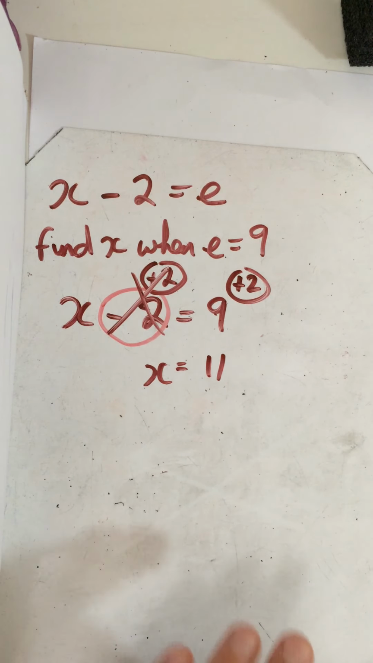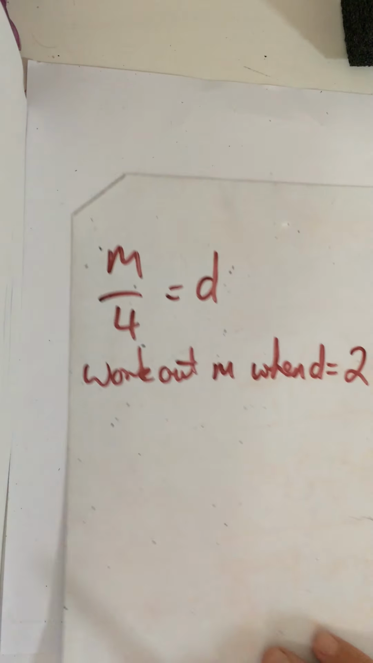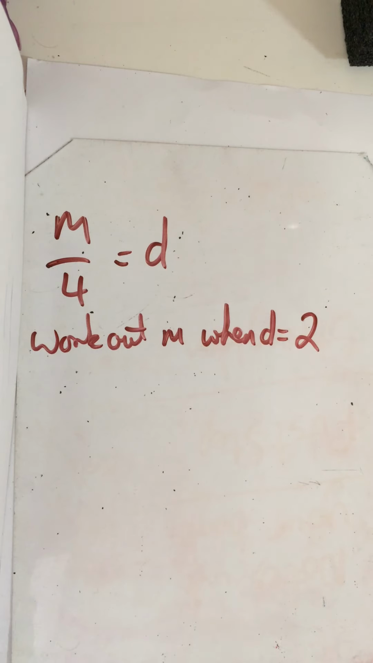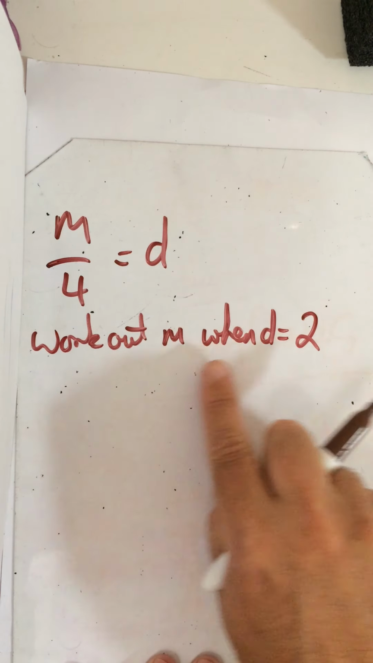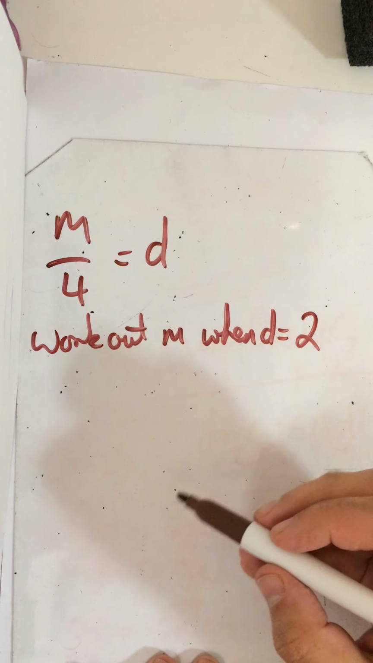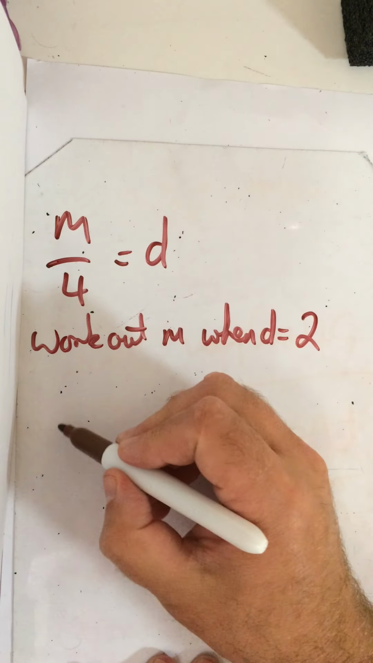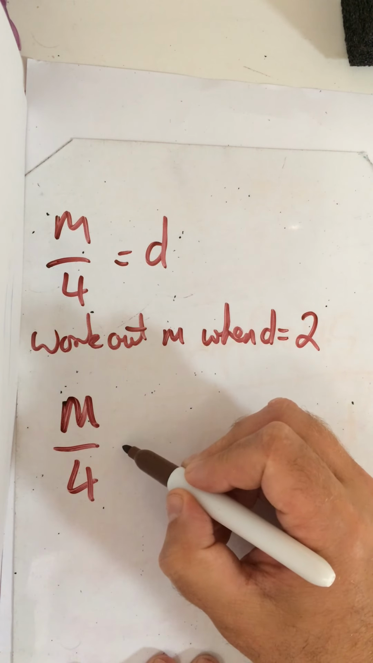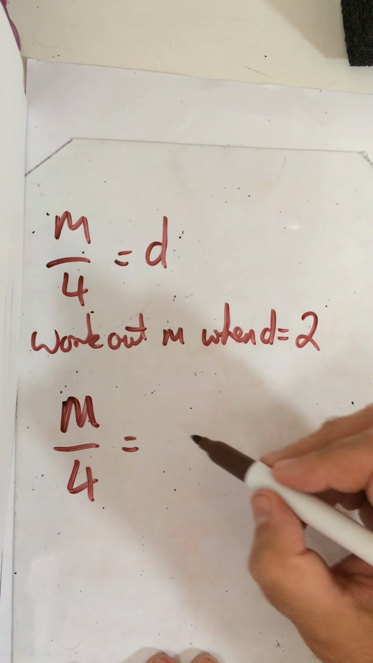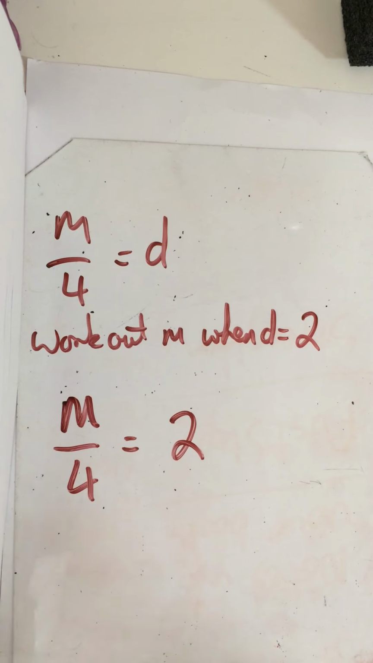Pretty straightforward. Let's have a look at the ones where you have divides, which sometimes appear a bit trickier, but again it's the same thing. So work out m when d is equal to 2. I've written out my first equation, so underneath I'm just going to write it out again, but this time with the additional information. So m over 4 is equal to d is equal to 2. So I have to find the value of m.